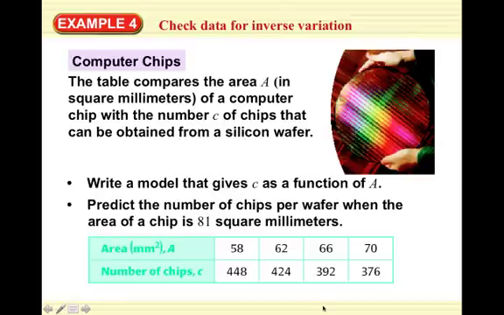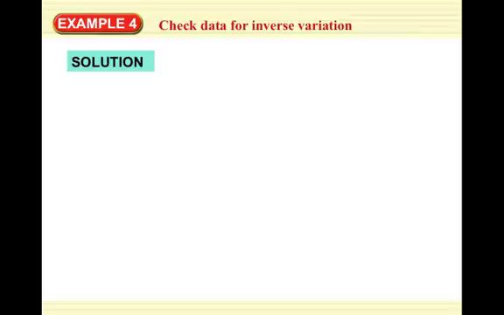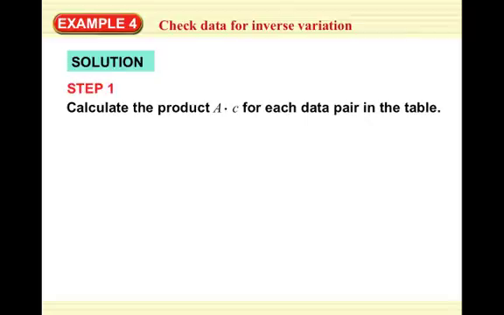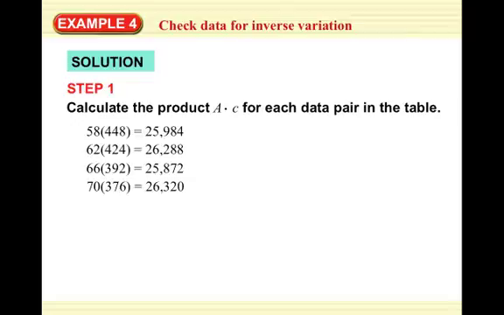Now, because this is real world data, we can't expect it to be exactly the same value because that just doesn't happen very often in the real world. But we want them to be approximately the same value. So we're going to calculate the product of area times number of chips for each data pair in the table. And so we do that.